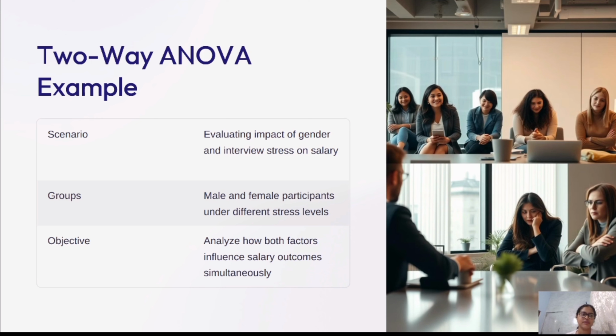Why two-way ANOVA? Two-way ANOVA is used when there are two independent variables, in this case gender and stress, and a single dependent variable, that is salary. It helps in analyzing the individual impact of gender and stress, and whether the effect of one variable, that is stress, on salary changes depending on the other variable. This approach ensures a deeper understanding of how multiple factors work together to influence outcomes.